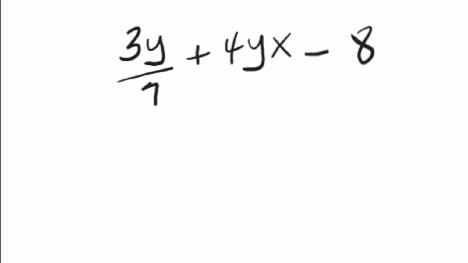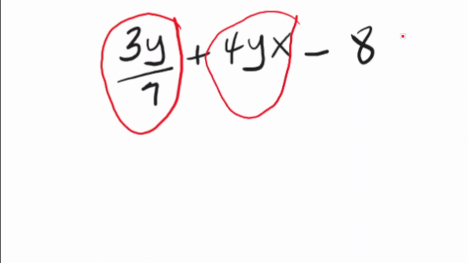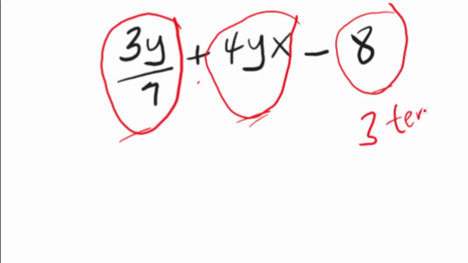Minus 8. So how many terms do we have here? We have 3 terms. So the terms we have here are this, and then this, because the addition is separating this from this, and the subtraction is separating this from this. So it gives us three terms.